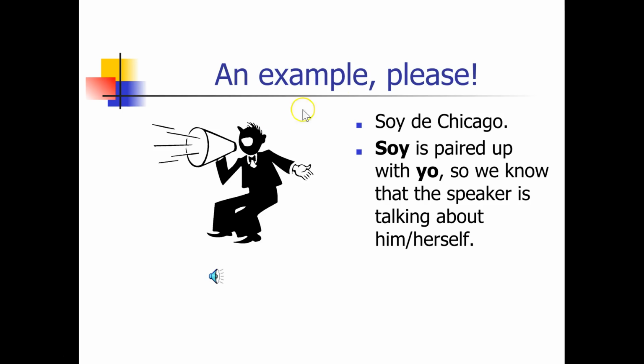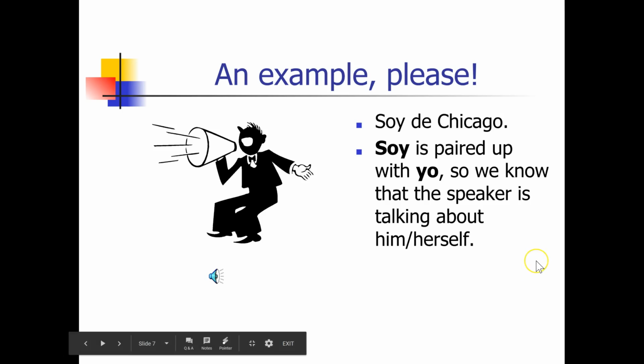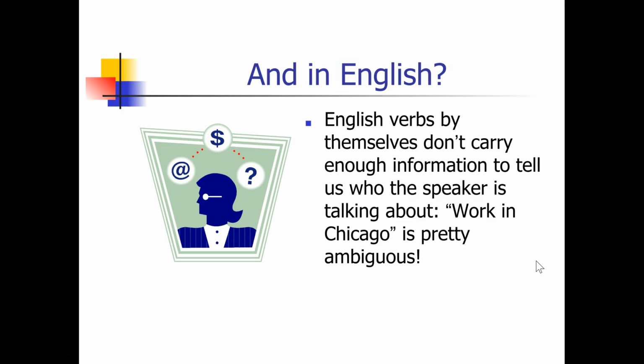Now, if you wrote that down right here, soy de Chicago, that's fine. But if you put yo soy de Chicago, adding this right here, that's also fine. But I just want you to note that you don't have to use yo, tú, él for everything because the verb carries all that information for us. So that's just one trick of shortening our sentences in Spanish.